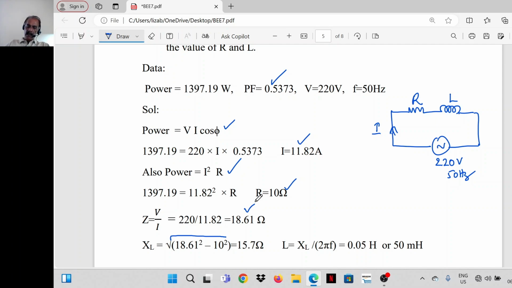Now the inductive reactance can be found out. We have R, XL, Z. Z is equal to 18.61, R is equal to 10 ohm. This is a right angle triangle, so XL is equal to the square root of 18.61 square minus 10 square. That is 15.7 ohm.